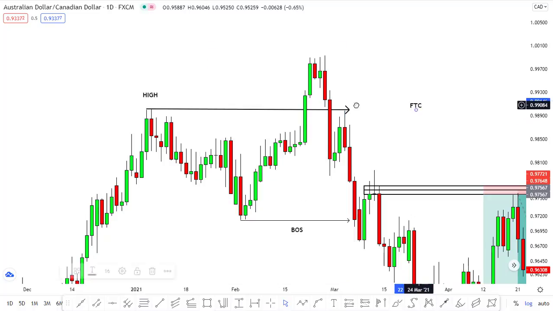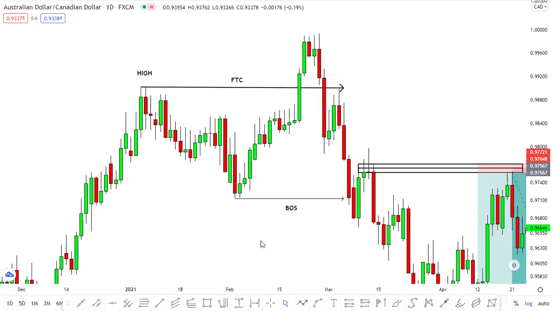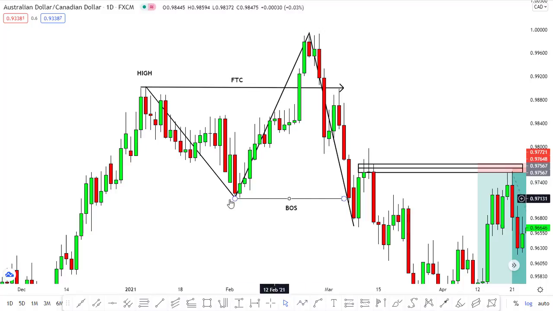What is an FTC level? An FTC level is a failed to continuation level. At this level, price broke above to continue the bullish trend, but not only did it not continue the bullish trend, it broke below the previous low and started a bearish trend. So what we can see exactly is this: 1, 2, 3, and 4. This is the break of structure, and this level is a failed to continuation level.